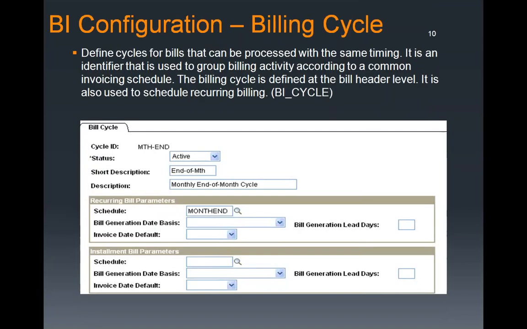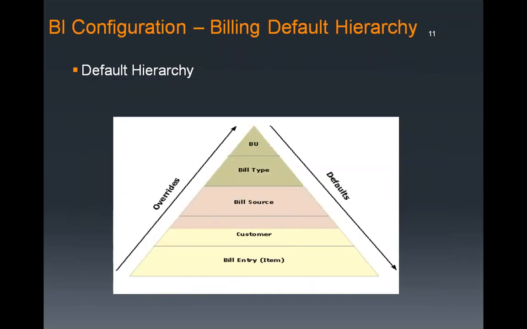Billing cycle is how you are running your bill, how you are generating the invoice for the customer, whether weekly or monthly. That should be set up in this navigation. This is important. You are seeing the defaults set at business unit level, bill type level, bill source level, and customer level. I will tell you the customer setup now. If the basic setup is over, we will move to the customer.